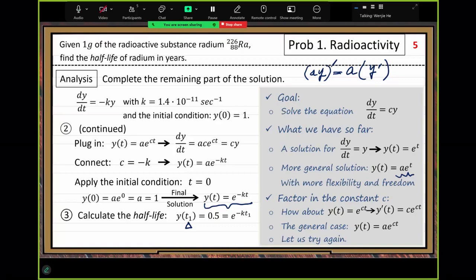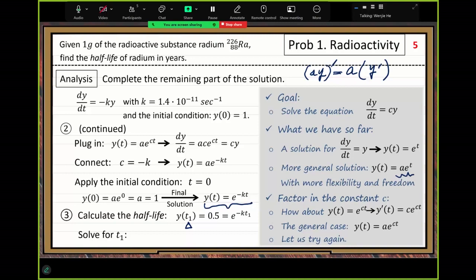So we plug in T1, half, the meaning of half-life, 1/2 of the original amount. So then, this equation, e to the negative k times T1. We need to solve this equation for T1. That equation has only one variable, T1, but we need to solve it. By our algebra knowledge, to solve for T1, take the natural log of both sides.